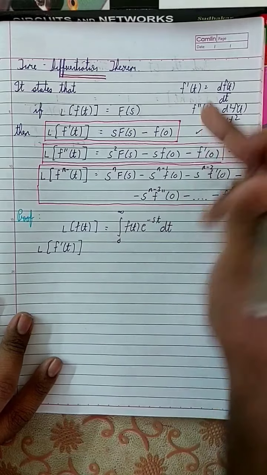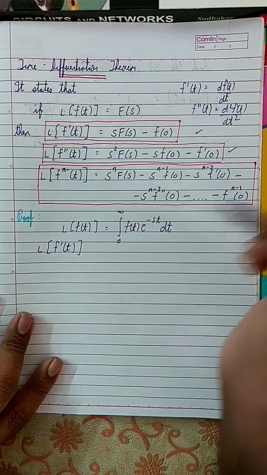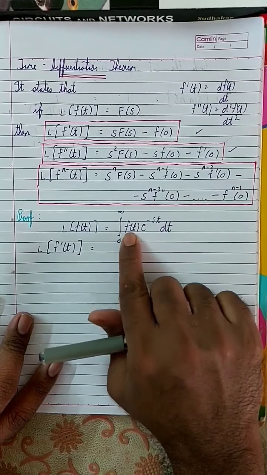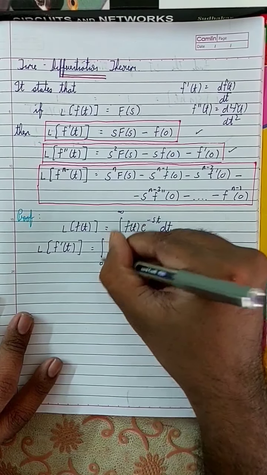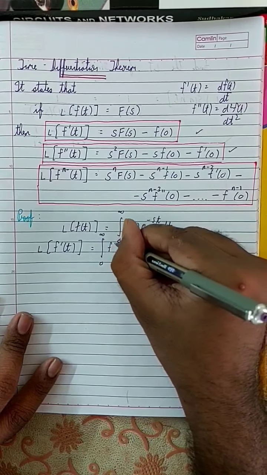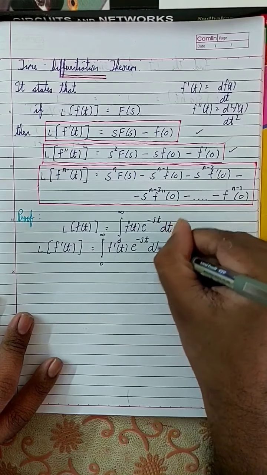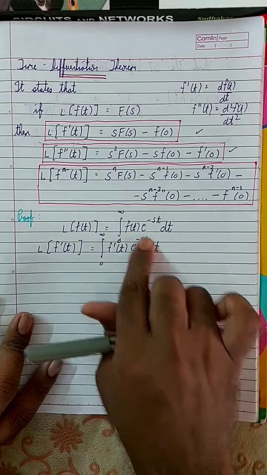Remember, this is differentiated with respect to time t. Don't forget that. So the Laplace transform of f'(t) is simply obtained by replacing f(t) with f'(t). So you will get the integral from 0 to infinity of f'(t) e^(-st) dt. Now I'm going to integrate this.